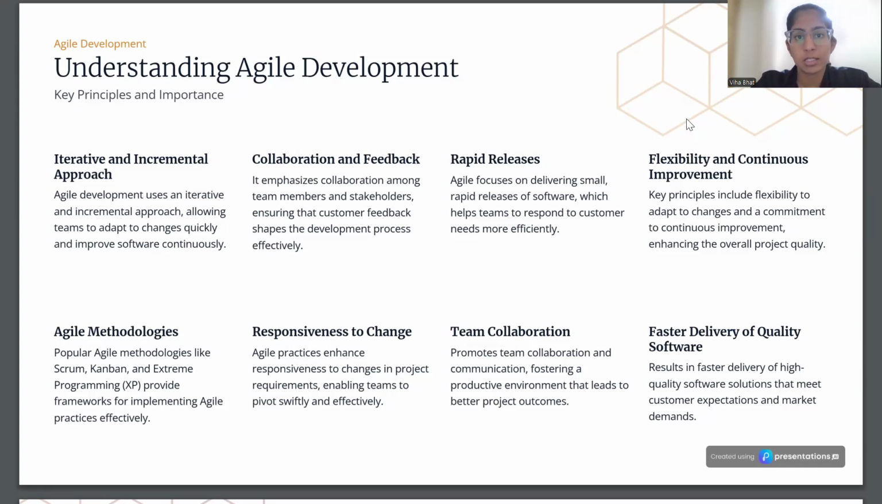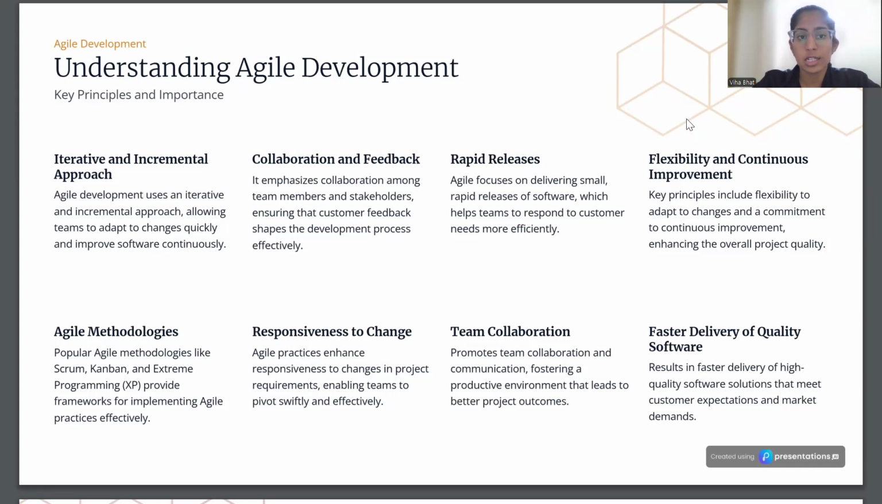Next is rapid releases. Agile focuses on delivering small but rapid releases of software, which helps teams respond to customers more efficiently and also helps customers give reviews more efficiently and in proper timelines. Next is flexibility and continuous improvement. Key principles include flexibility to adapt to changes and a commitment to continuous improvement, enhancing the overall project quality.